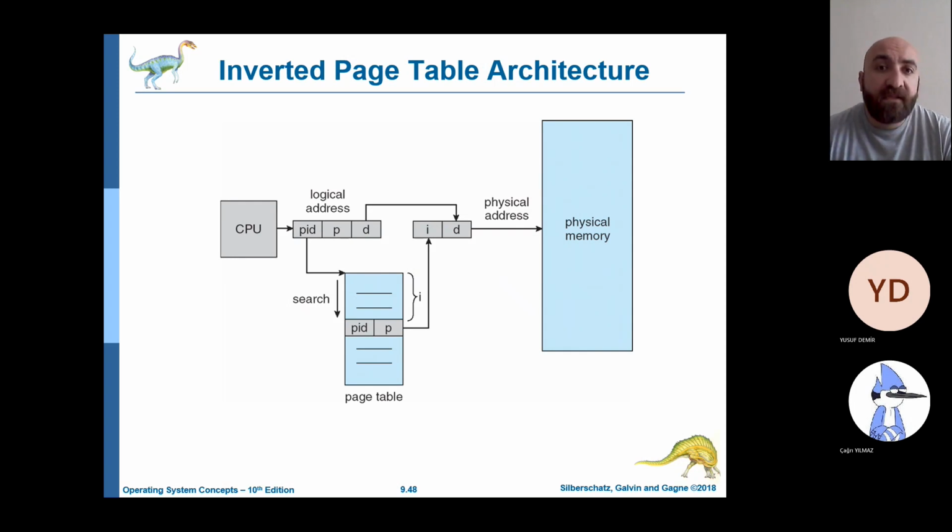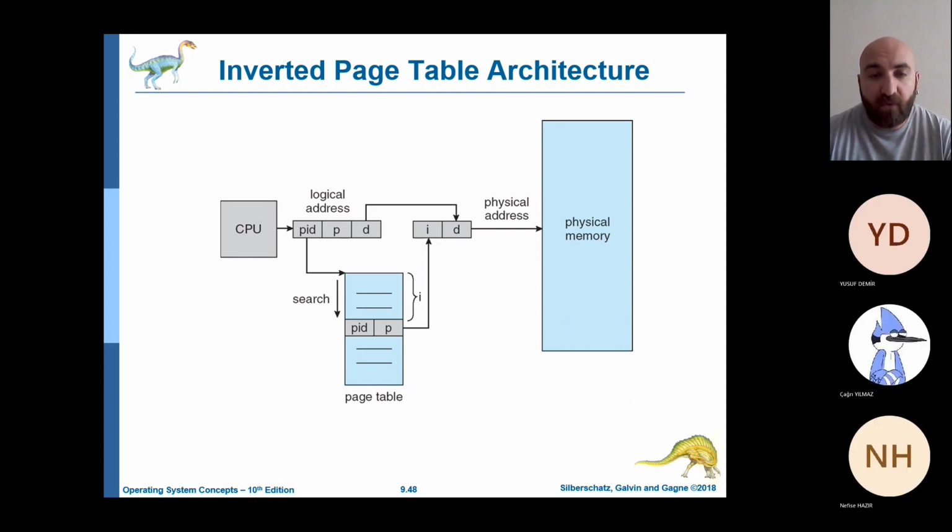Inverted page tables often require that an address space identifier be stored in each entry of the page table, since the table usually contains several different address spaces mapping physical memory. So we have to understand which entry belongs to which process. Storing the address space identifier ensures that a logical page for a particular process is mapped to the corresponding physical page frame.